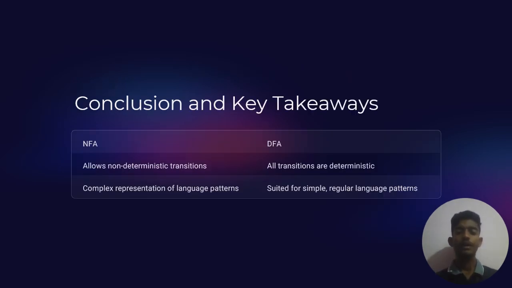Conclusion and key takeaway of NFA and DFA. NFA allows non-deterministic transitions, but DFA does not. All transitions in DFA are deterministic, but in NFA they are non-deterministic. In NFA, complex representation of language patterns occurs, and DFA is suited for simple regular language patterns. This is all about non-deterministic finite automata and deterministic finite automata.